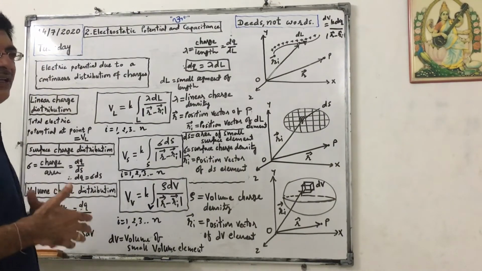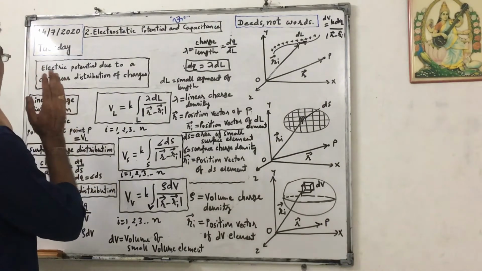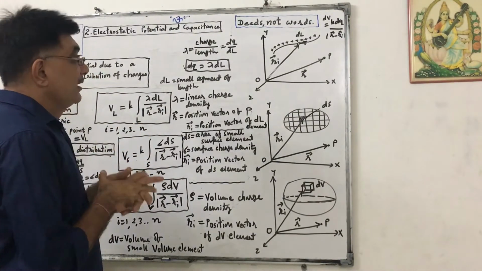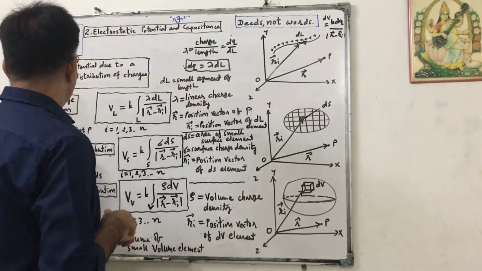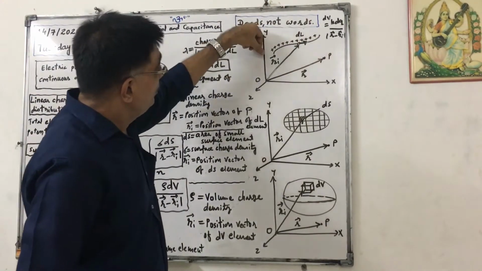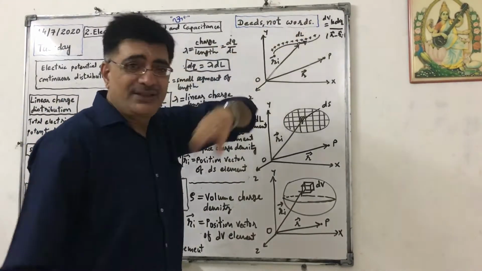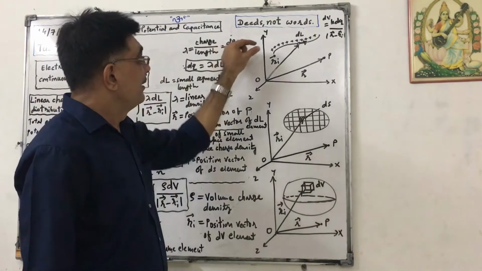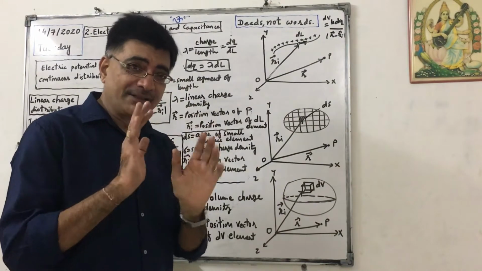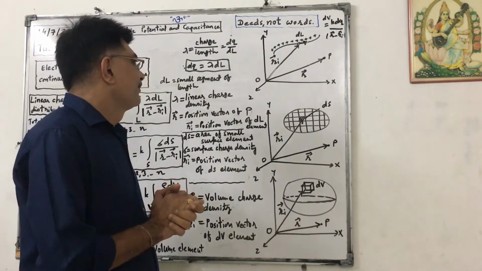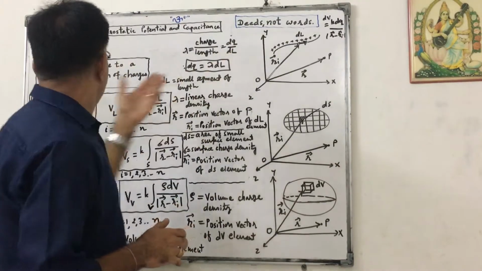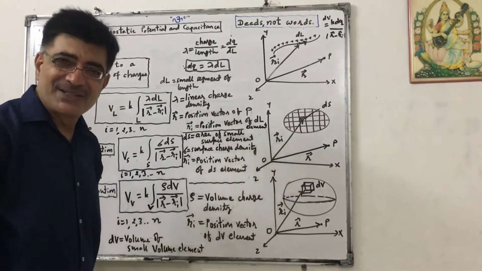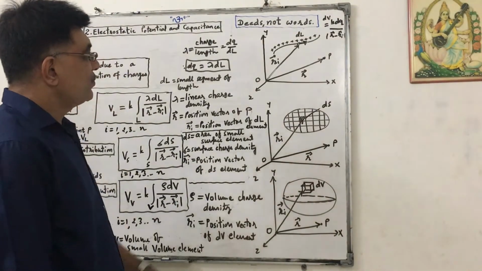Electric potential, or say electrostatic potential, due to a continuous distribution of charges. This figure is for linear charge distribution. I have shown here the positive charges, which is not needed, but for your simplicity I have drawn them here to explain better. So this is a linear charge distribution, this is surface charge distribution, this is volume charge distribution. Let us first of all understand the figure.